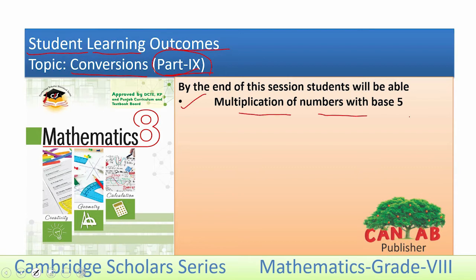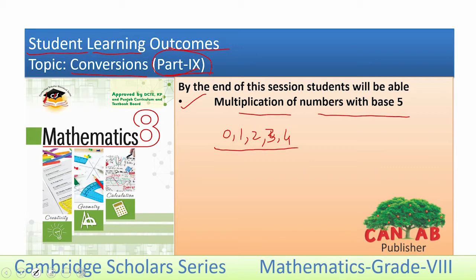Multiplication of numbers with base 5. Multiplication of numbers with base 5 is similar to the multiplication of numbers with base 2 or base 10. We use only these 5 digits in base 5: 0, 1, 2, 3 and 4.